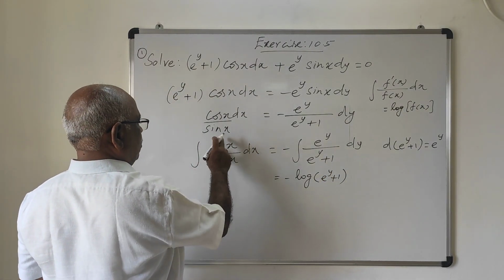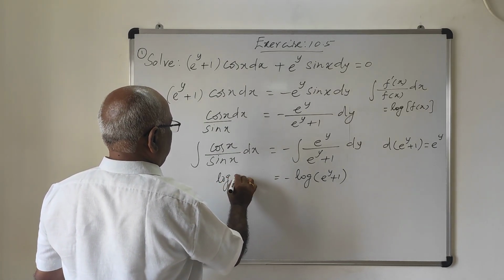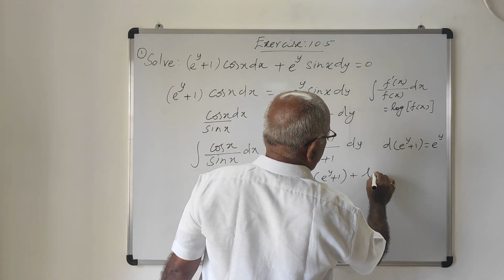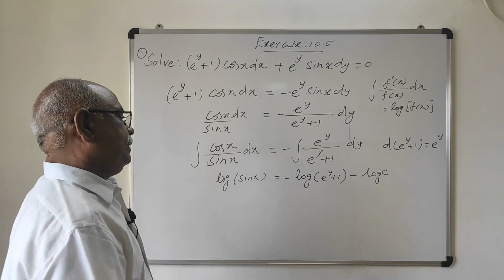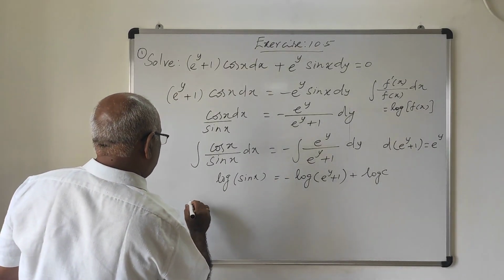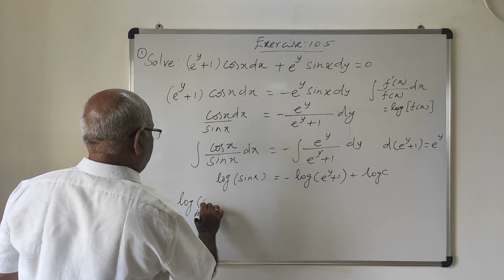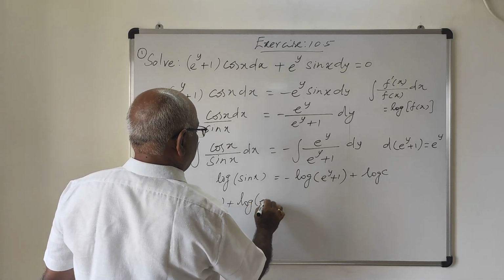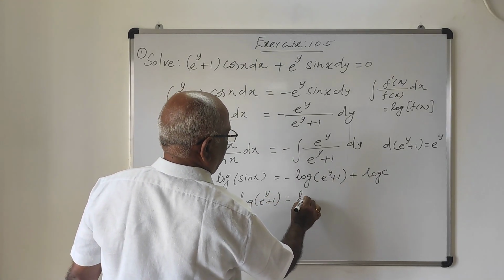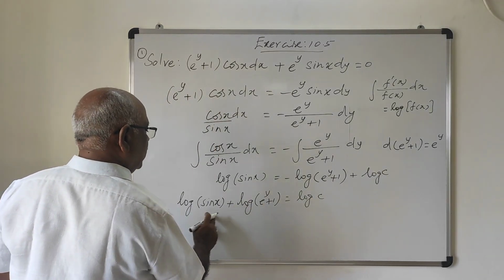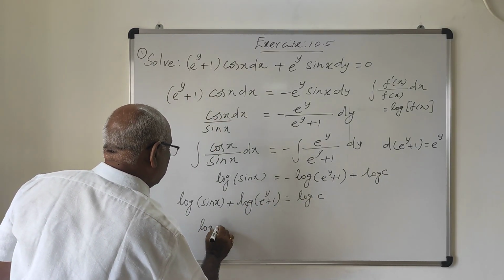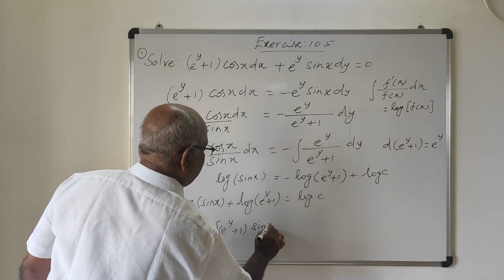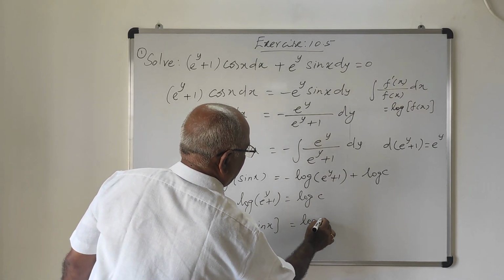Similarly, derivative of sin x is cos x in the numerator. This is also log of the denominator sin x. Since both the functions are in log, you consider the constant also as a log constant, log c. So bring this log of sin x plus log of (e^y + 1) equal to log c. See, log m plus log n is log mn. So this is log of (e^y + 1) into sin x is equal to log c.